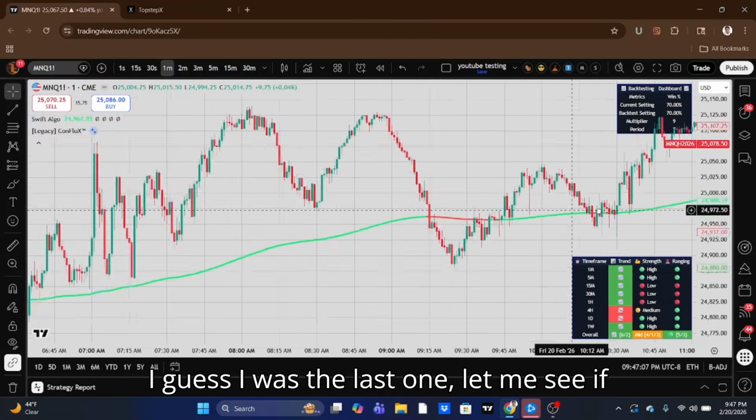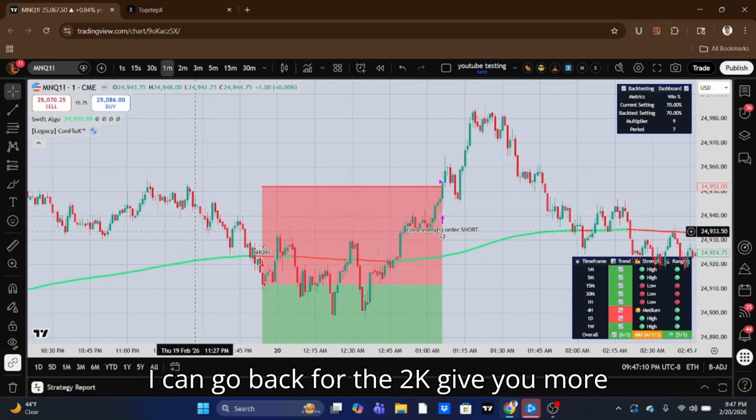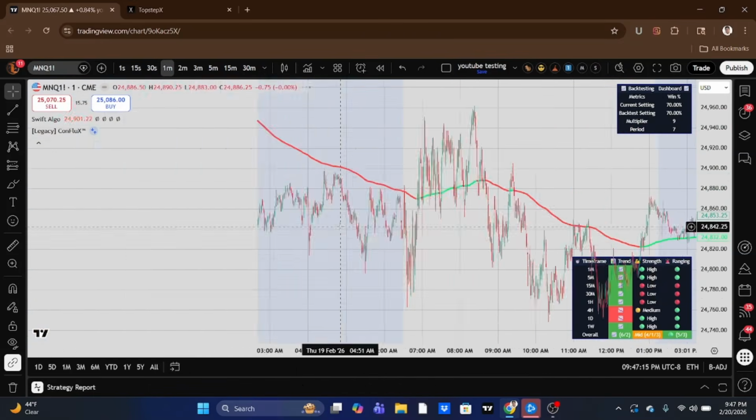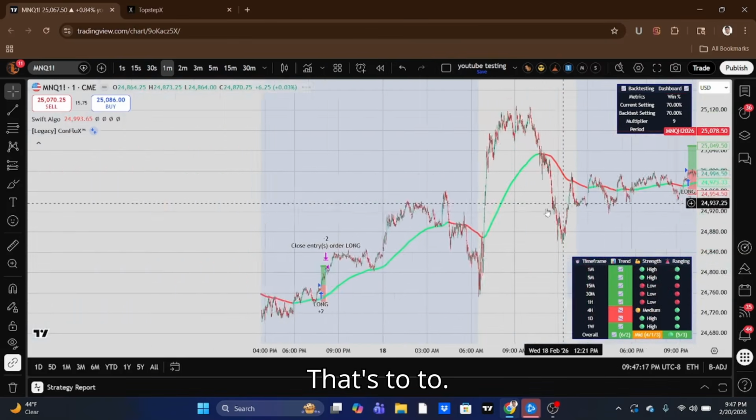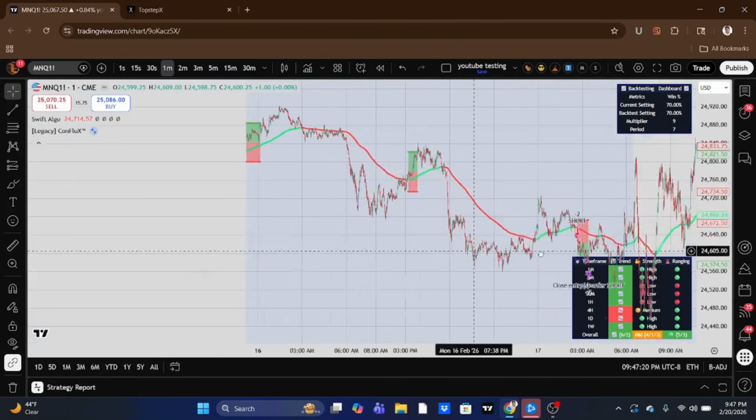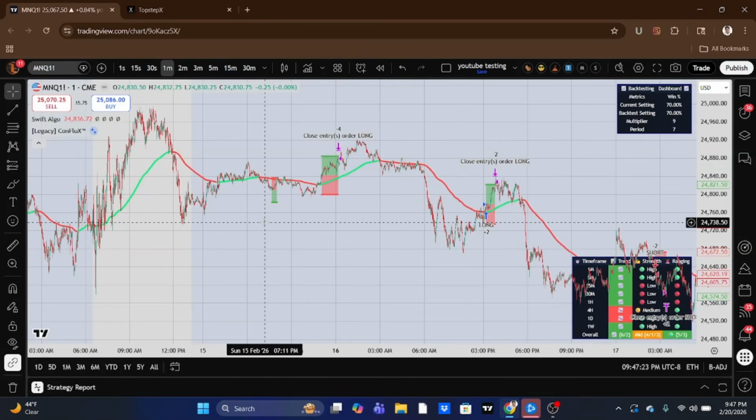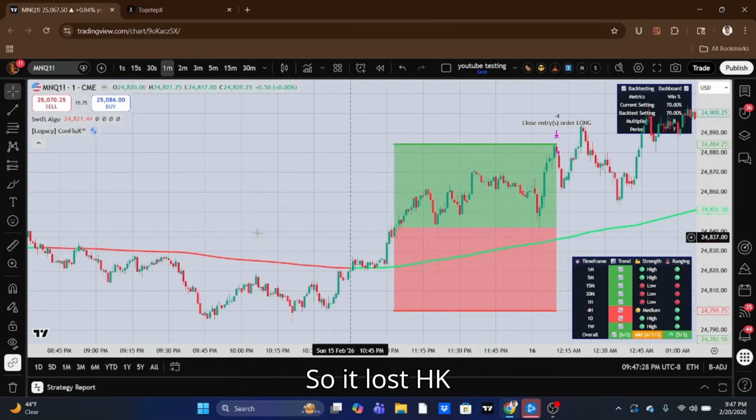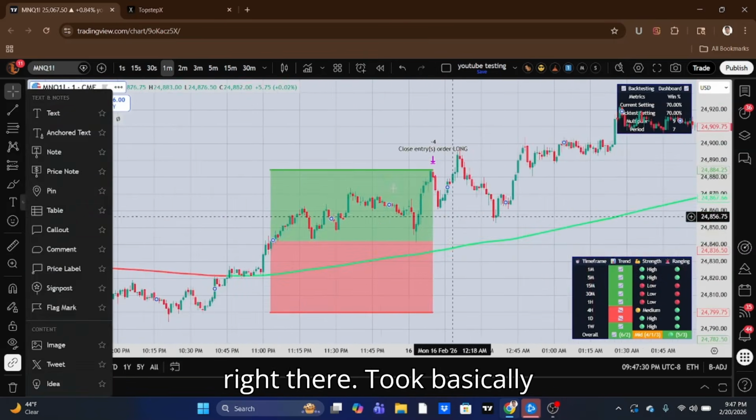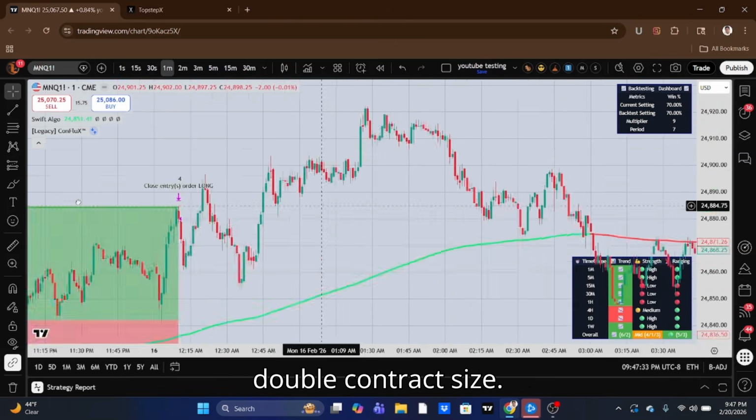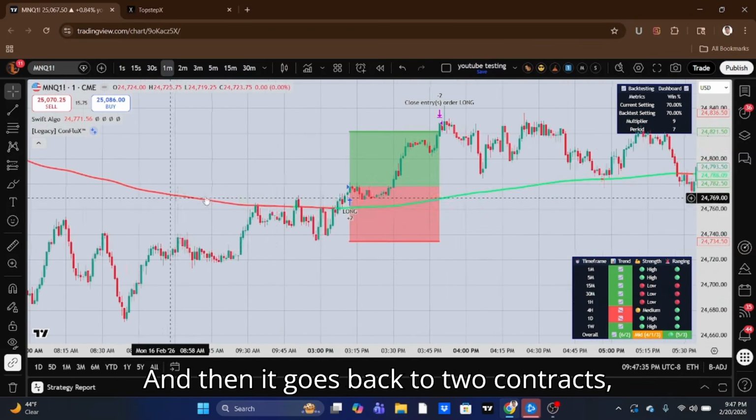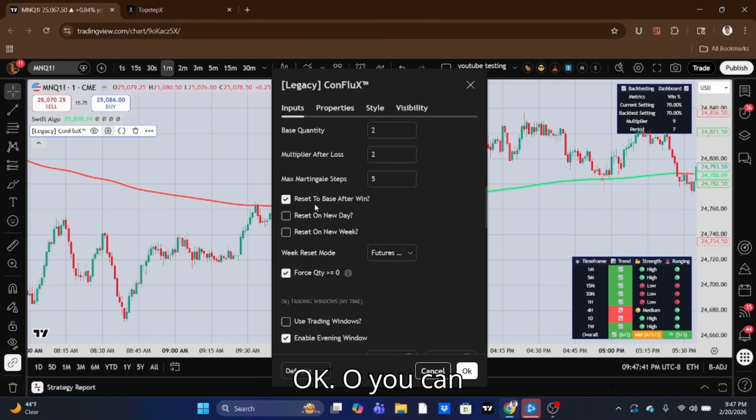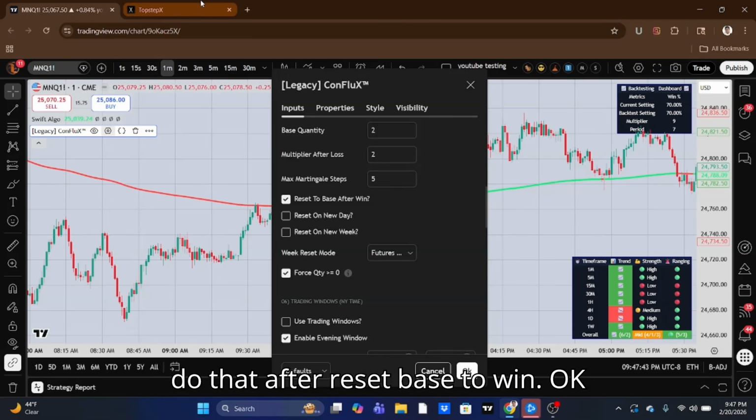Oh, I guess that was the last one. Let me see if I can go back further to give you more examples. Okay, here's an example. So it lost a trade right there. It took basically double contract size. And then it goes back to 2 contracts, okay? So you can do that with reset to base after win, okay?